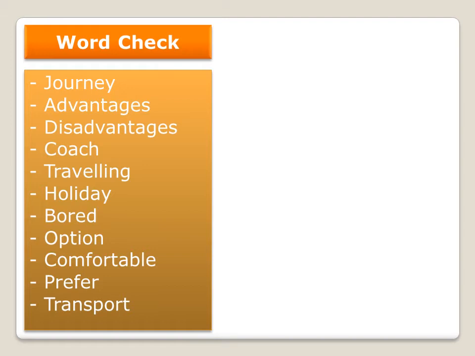So those are the words that we are going to encounter in today's lesson. Now I will help you with the first four words, and for the rest of the words, you will have to find them yourself using your dictionary or an online dictionary. Okay? The first word is journey. Journey means travel from one place to another. It also means a trip, an expedition, or a voyage.